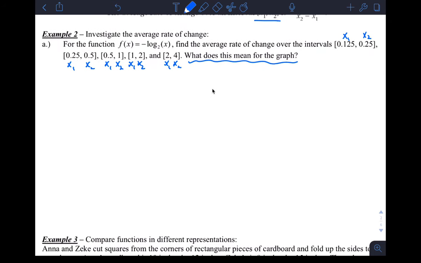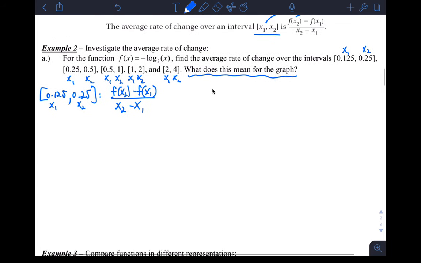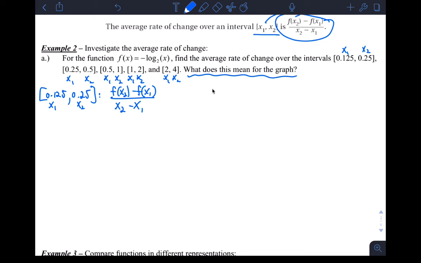So we see for the first interval, we have this: 0.125 to 0.25. This is x1, this is x2, and what we're going to do is go ahead and plug that into our function. Now the formula, just to refresh your memory, is f of x2 minus f of x1 over x2 minus x1, what we had right here. Okay, and so we're going to do this, but we're going to take the function they provided to us, this one, and we're going to substitute that into the function.